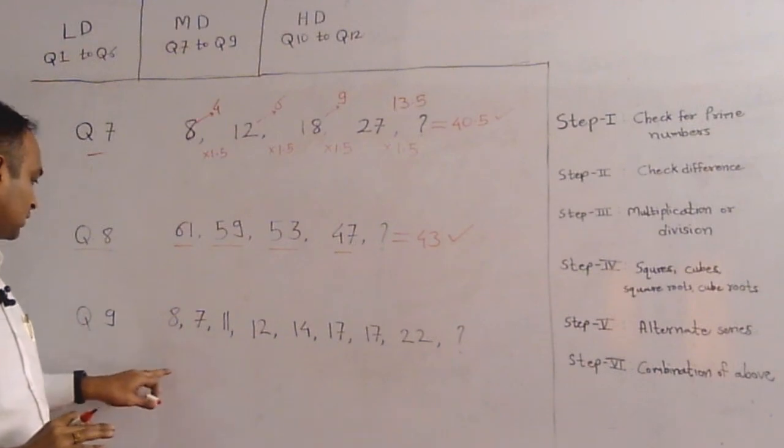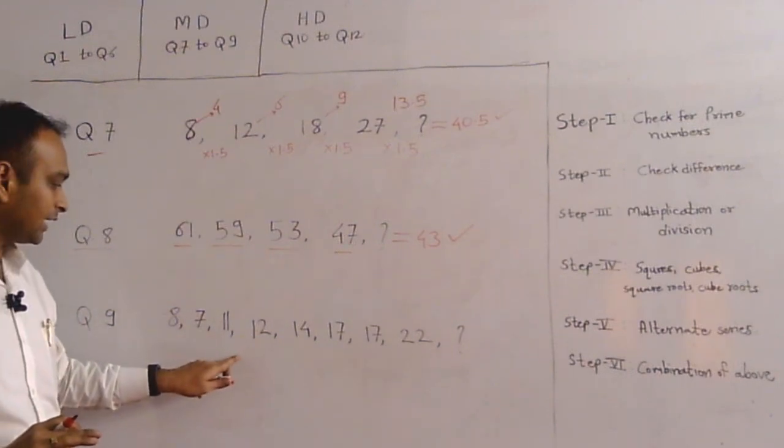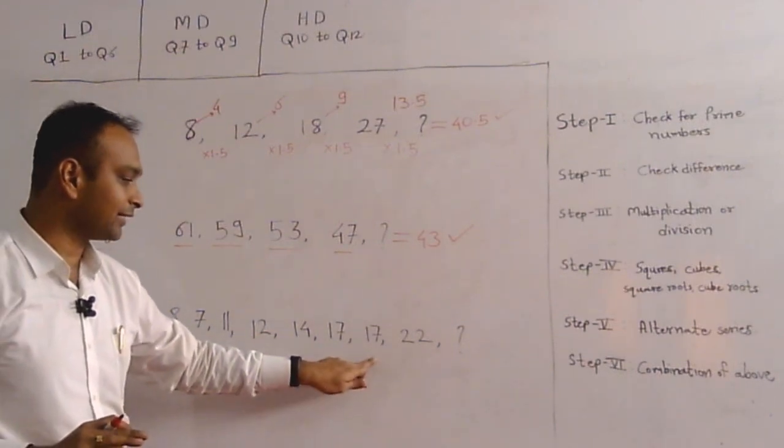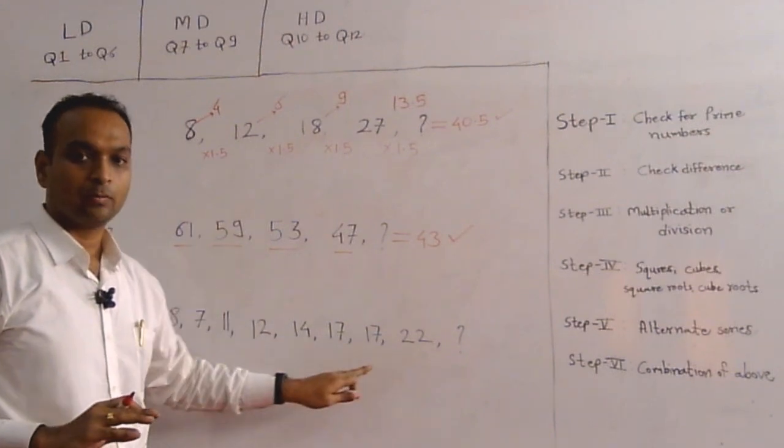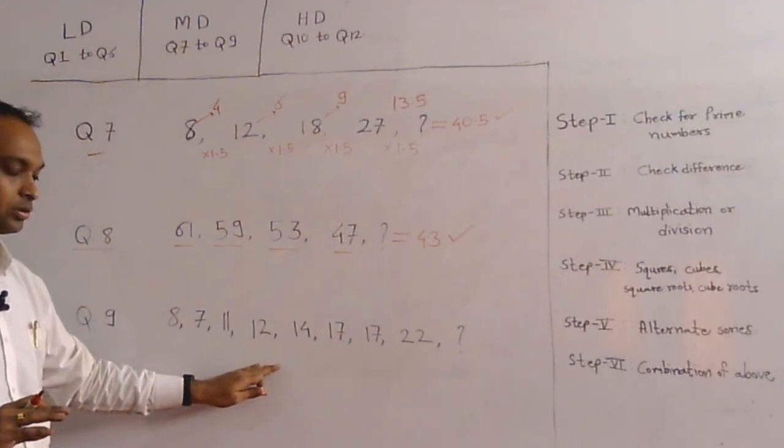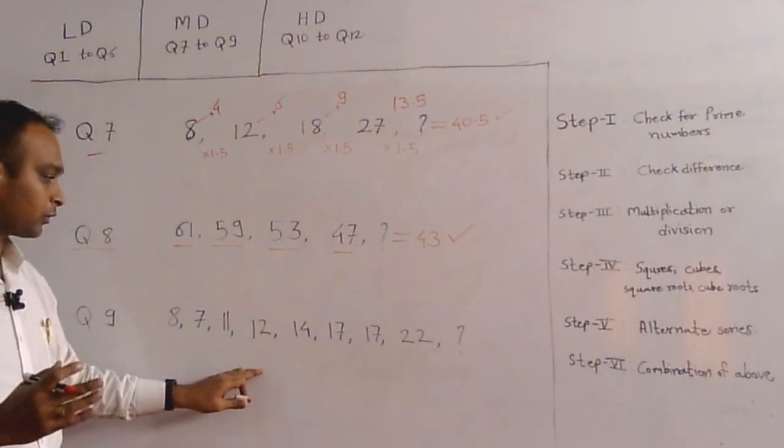Let's go for next. Here we have 8, 7, 11, 12, 14, 17, 17, 27. Pause the video and check for the solution. Try for it.